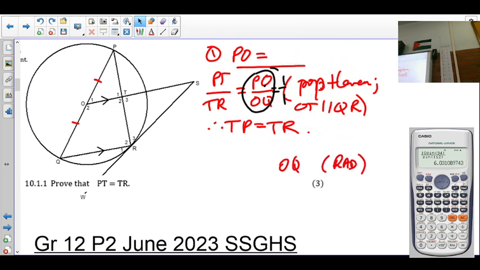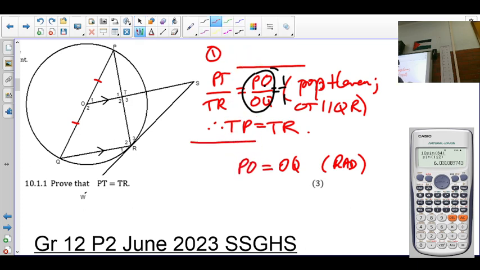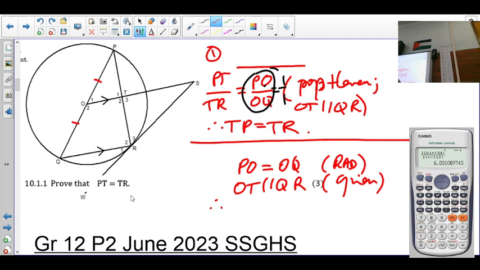Alternatively, I'll start off with this here. If I use now the midpoint here, if that is the case, that's your radius, then I can say, and it's given that OT is parallel to QR. Why? Given. So therefore, PT is equal to TR. Why? Because of the converse of the midpoint theorem.